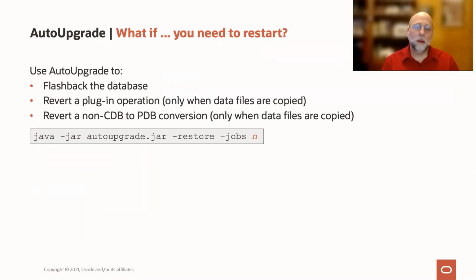Okay, so now let's take a look at a different case. What if you need to restart the whole upgrade process for some reason? Well, we give you ways to do that from the command line with AutoUpgrade using the -restore parameter. And what this will do, you could flash back the database to a guaranteed restore point using the command line interface for AutoUpgrade. But with the restore command, you could also revert a plugin operation. Let's say you're doing the unplug-plugin upgrade that you heard about before, and you say, well, you know what? I want to go back to that original PDB. As long as you've used the copy as opposed to the no copy option when creating that new PDB, we can delete the new PDB and you can go back to that old PDB. We'll automate that for you.